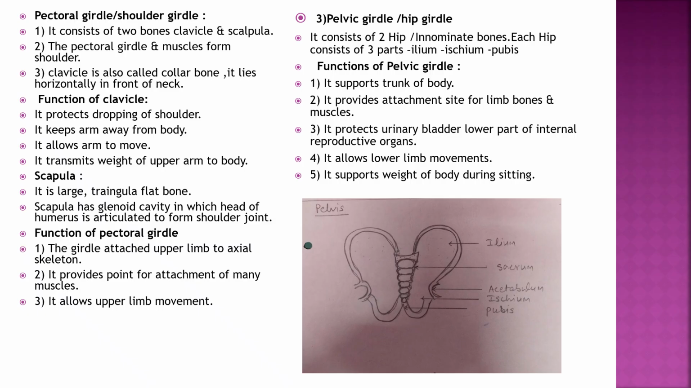They are mainly for the limb movements. The pectoral girdle helps in all the hand movements, and the pelvic girdle helps in the lower limb movements. The bones attached to the pectoral girdle are mainly the clavicle and scapula, and for the pelvic girdle they are mainly the hip bones and femur.